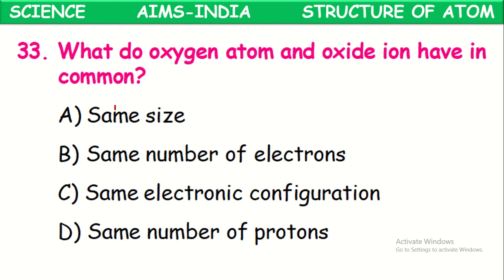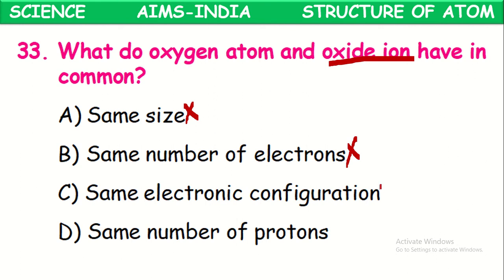The oxide ion is formed by gaining two electrons, so both will have a two-electron difference. But the number of protons and the number of neutrons will be the same. Same size won't be there, because it is gaining two extra electrons, so its size increases. Same number of electrons is also incorrect because there are two extra electrons.